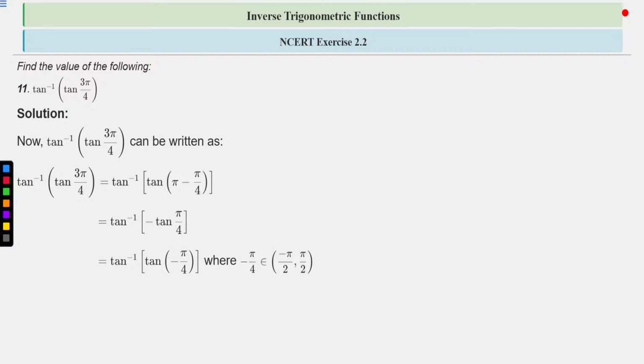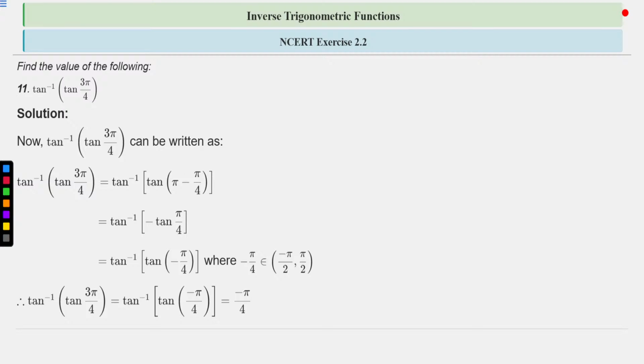So it can be written as tan inverse tan of minus pi by 4, where we know that minus pi by 4 belongs to minus pi by 2 to pi by 2, right? Therefore, tan inverse tan 3 pi by 4 will be equal to tan inverse tan of minus pi by 4, clear? And tan inverse tan theta is basically theta when theta belongs to minus pi by 2 to pi by 2. So the correct answer will be minus pi by 4. Clear? Hope it's clear to all.